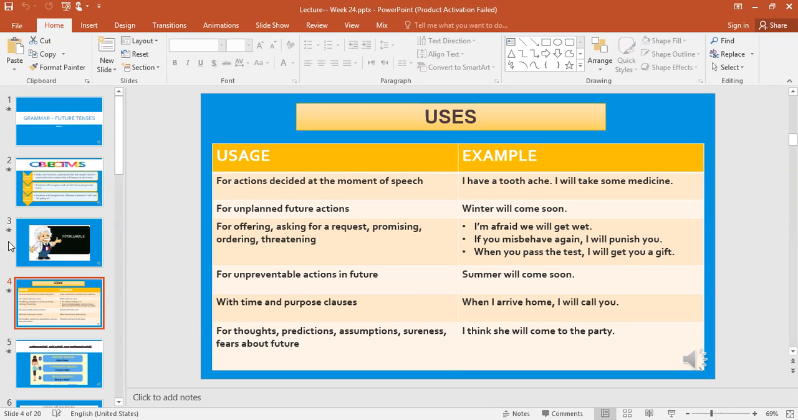I hope so. So as we said, the will form of the future simple is used for decided actions at the moment of speech, unplanned future actions, for offering, asking for a request, promising, ordering, and threatening. For unpreventable actions in the future, what do you mean by unpreventable? We can't stop them. Very good. Actions that you cannot stop. If I said her birthday is on January 2nd, can you stop this? No. Can you change this? No. So this is an unpreventable action, an action that you cannot stop. Nice. Winter will come soon is also an unpreventable action. Okay, what's an unplanned action?